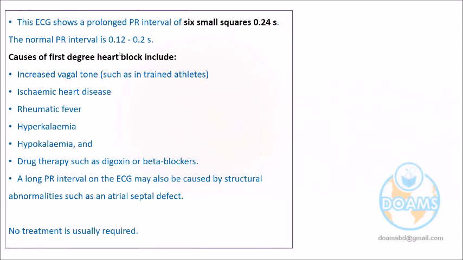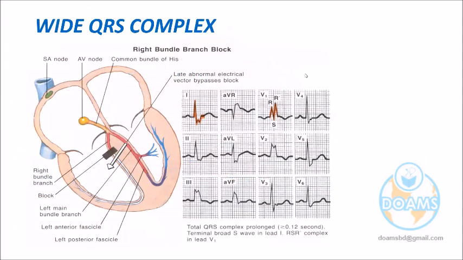Anyway, this is the description of that. Causes of first degree heart block is a very academic interest question. It may be a normal variant also. Rheumatic fever, other causes. Beta blockers can produce first degree heart block. Athletes. Now come here. Block.